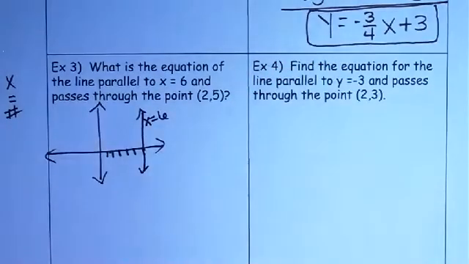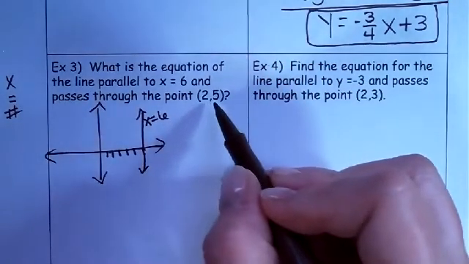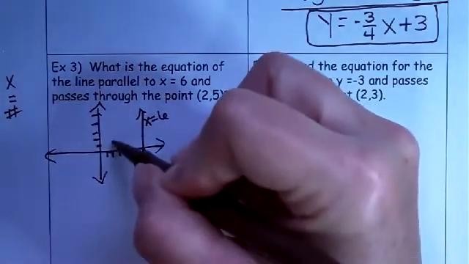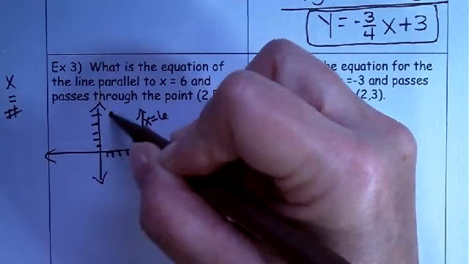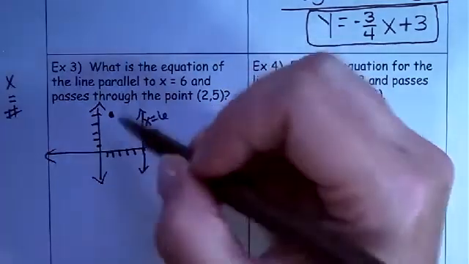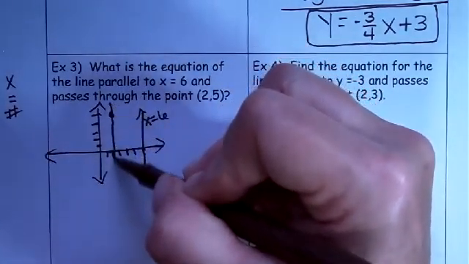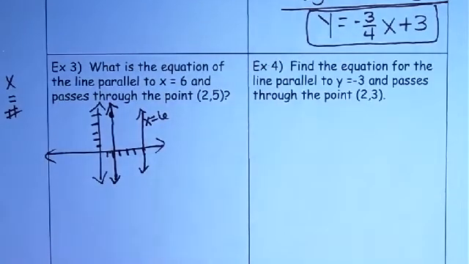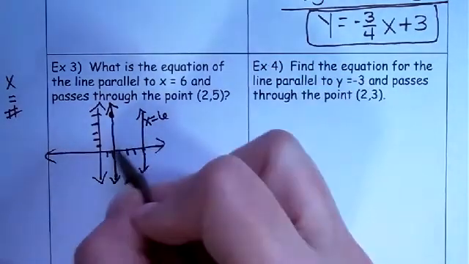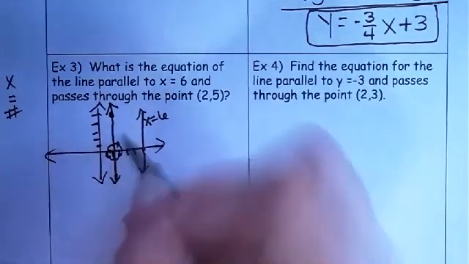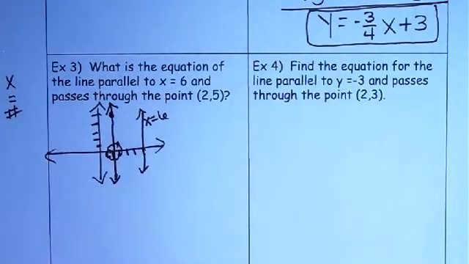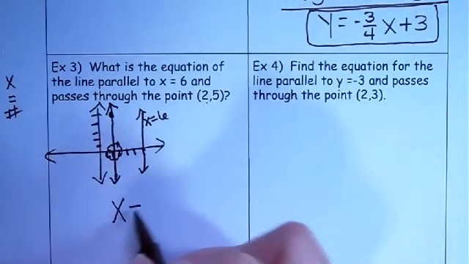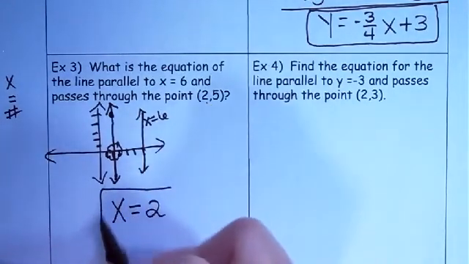Now, I want to find a line that's parallel to that but goes through the point 2, 5. Well, the point 2, 5 is going to be about right there. Now, if it's parallel, it's also got to be vertical. Now, if that's true, what is its equation? Well, the x-coordinate of this point is 2, so the equation for that line is just x equals 2.